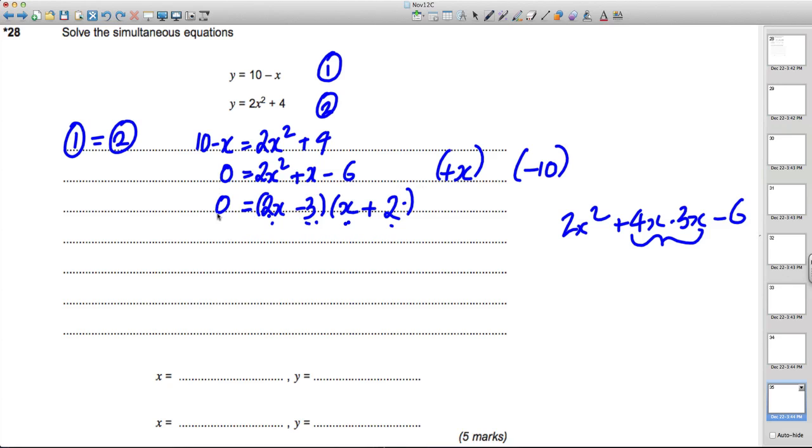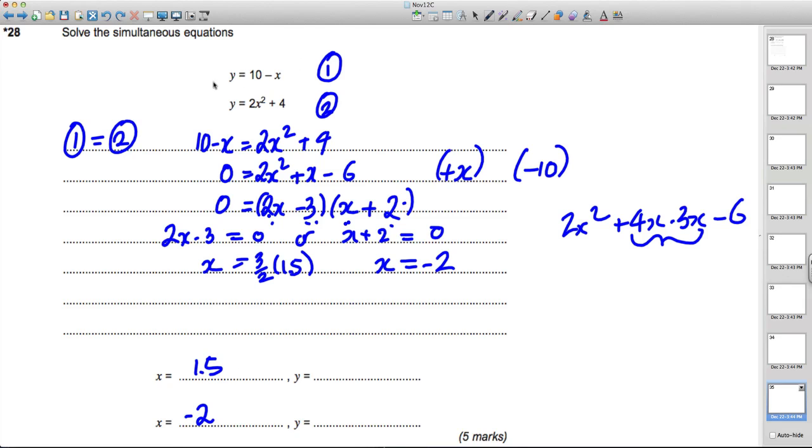So 2 brackets equals 0. Therefore, either 2x subtract 3 is 0 or x plus 2 is 0. Therefore, x is add 3 and then divide by 2, is 3 over 2 or 1.5, or x is equal to -2. So x on the one hand is 1.5 or it's -2. Sub it back into the easiest equation up here to get the y value. 10 take away 1.5 would be 8.5. That would match with this one. And 10 subtract -2 would be 12. That would match with that one. And that is your answer to the last question.